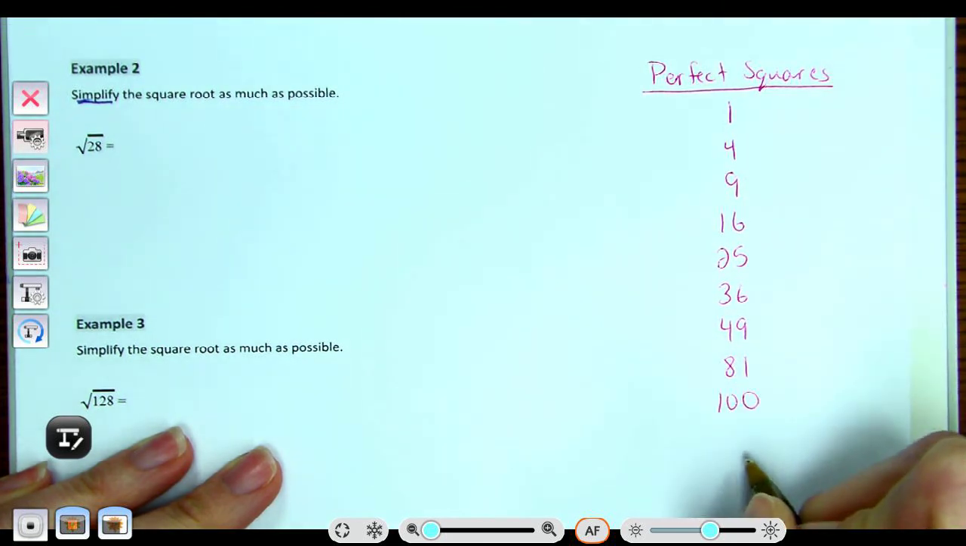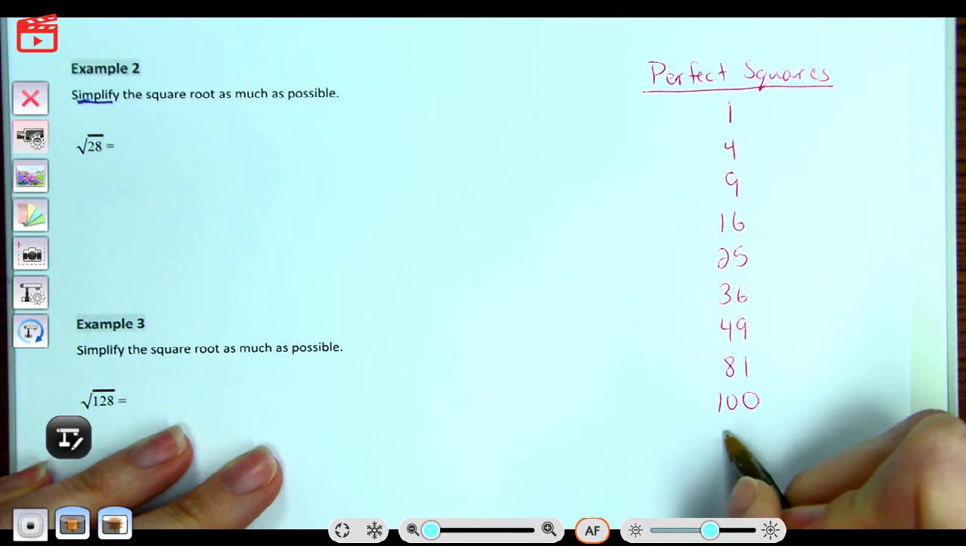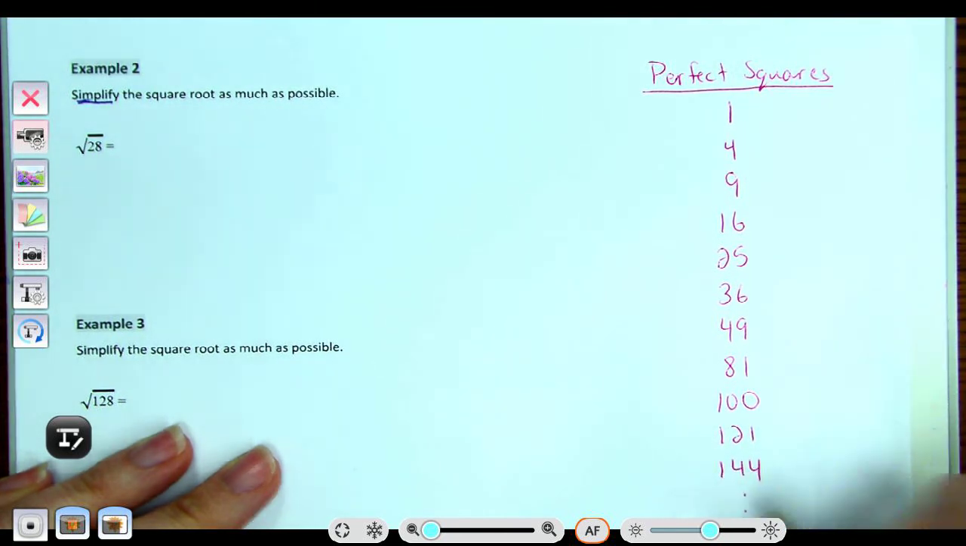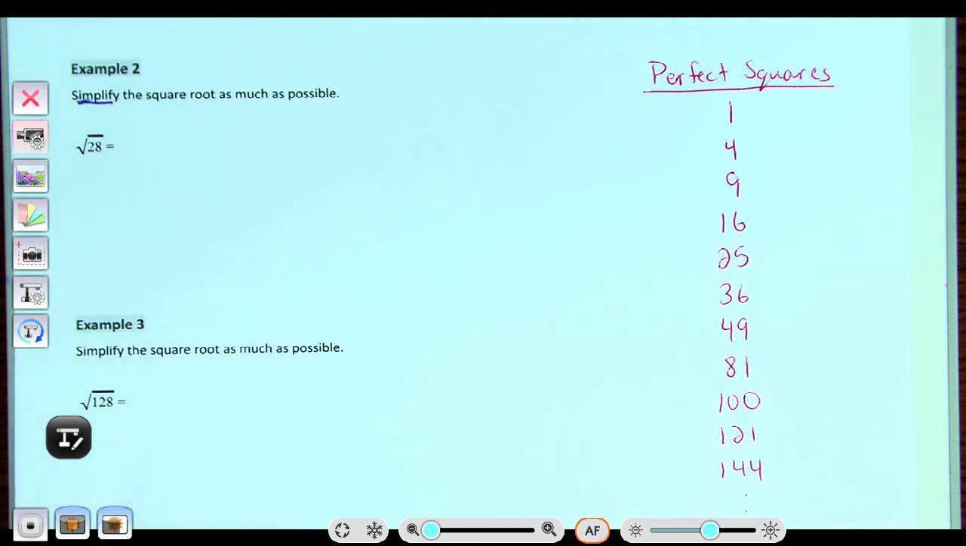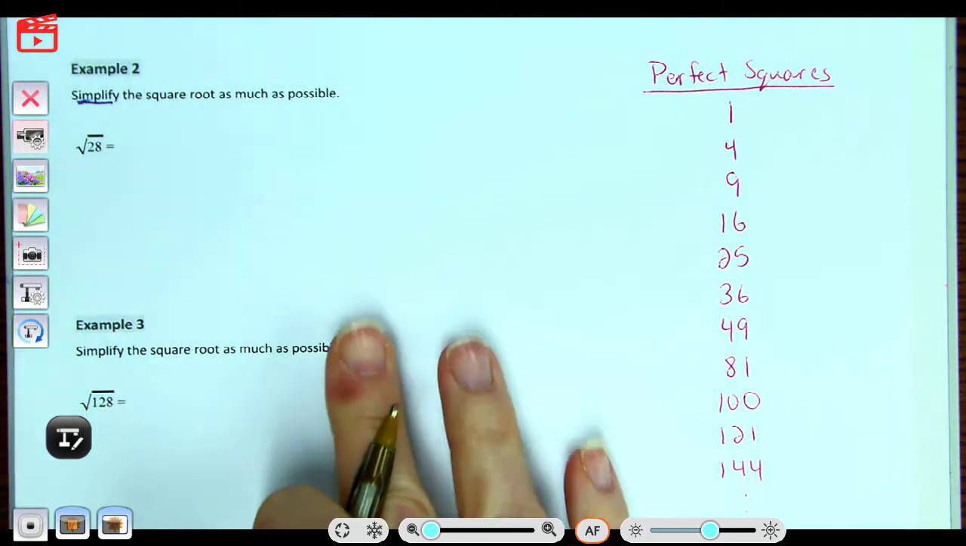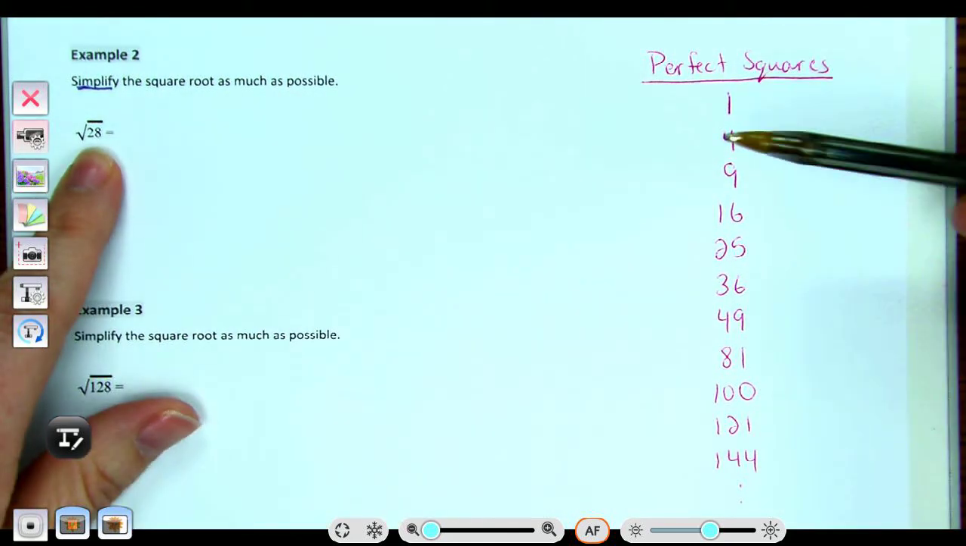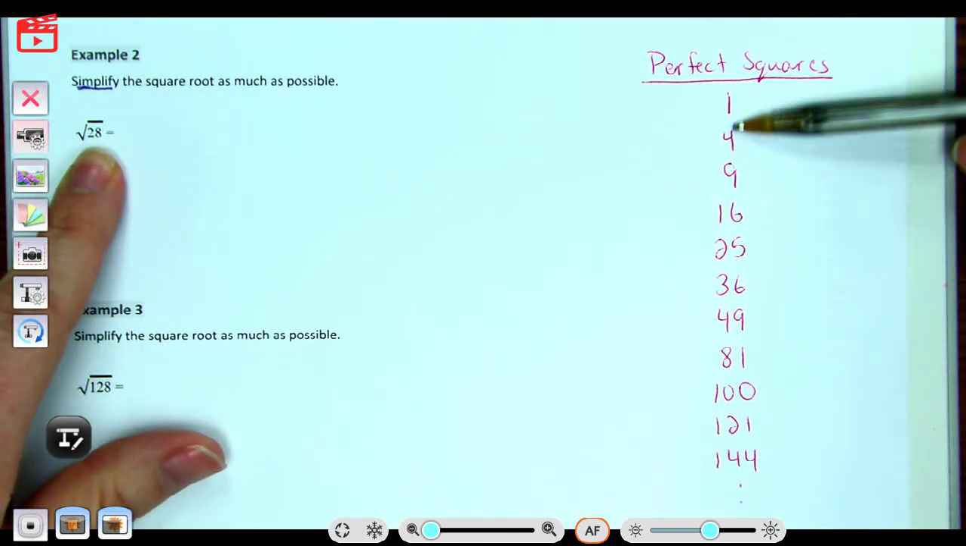I stopped there on the last page of notes, but I could go 11 times 11 to get 121 and 12 times 12 to get 144. And it keeps going because I could do 13 times 13 or 14 times 14. So having that list of perfect squares can help because if I say it's 28, which one of these numbers is a factor of 28?